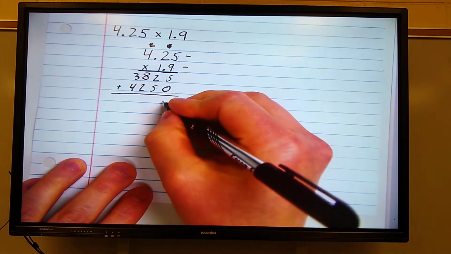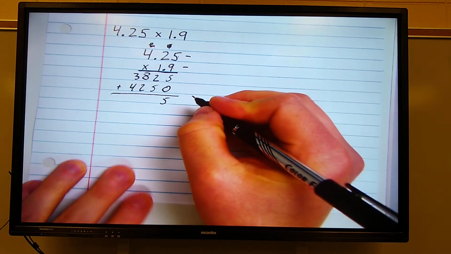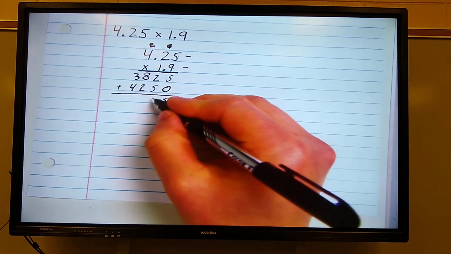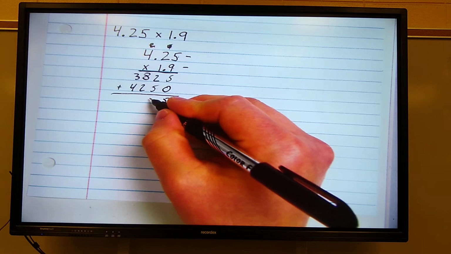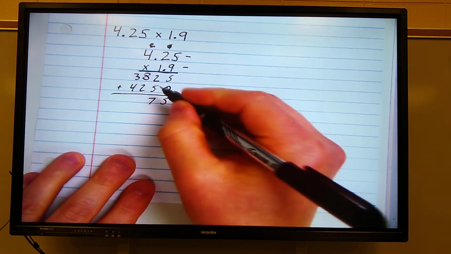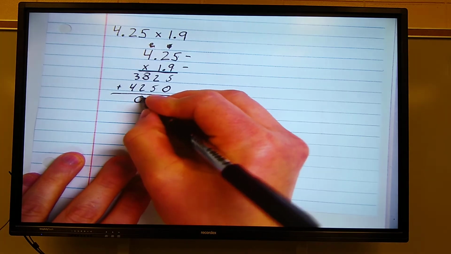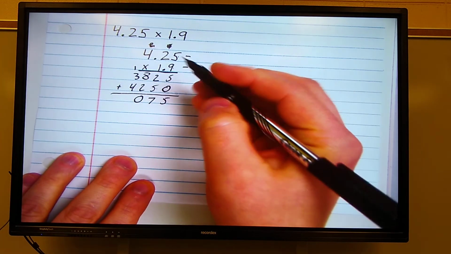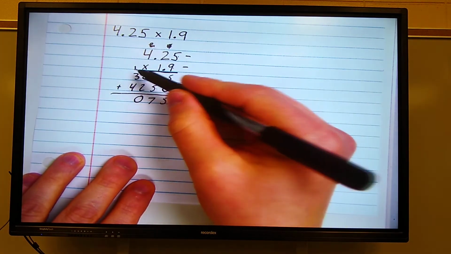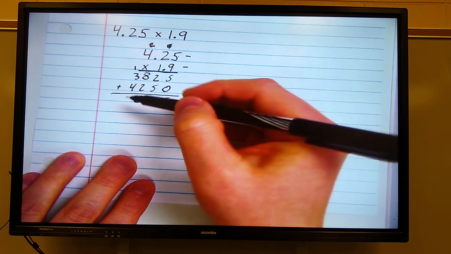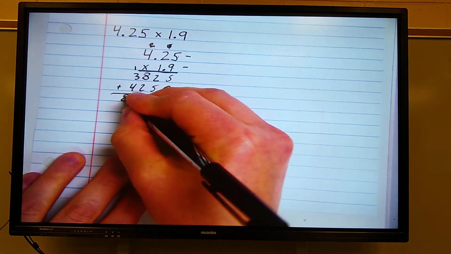5 plus 0 is 5. 2 plus 5 is 7. 8 plus 2 is 10. Bring down the 0, carry the 1. 1 plus 3 plus 4 is 8.